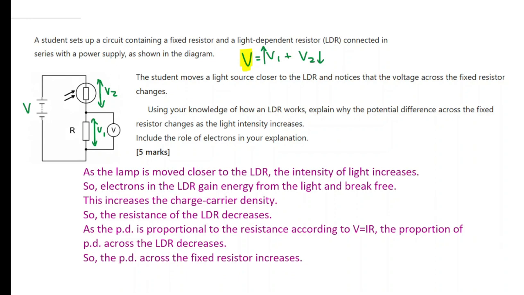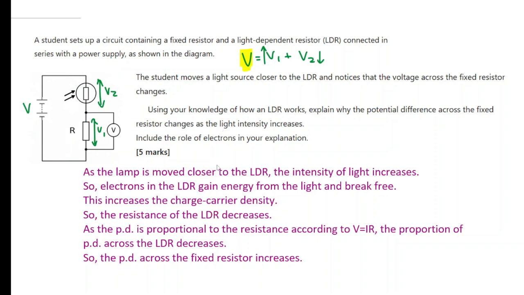Right? Now if I just put some simple numbers, imagine this is 6 volts. Let's say initially this was 4 volts and this one is 2 volts. Now when the light intensity increases, the resistance of this one decreases. Now this one goes to say 1 volt, but the sum is still 6. So what will happen? Obviously this will go up to 5 volts. That's what it says.